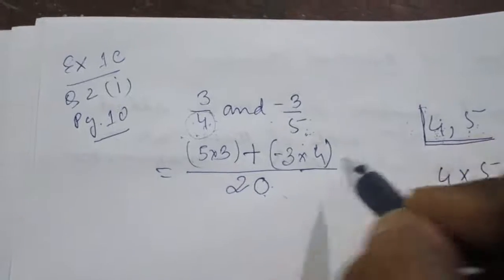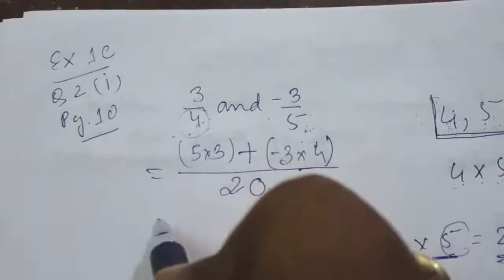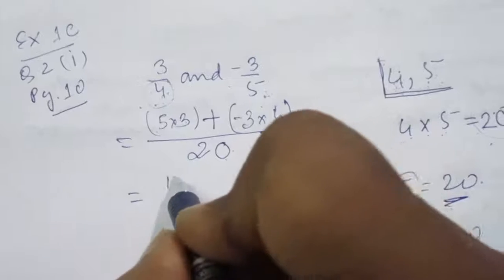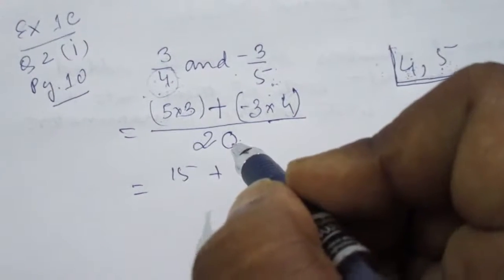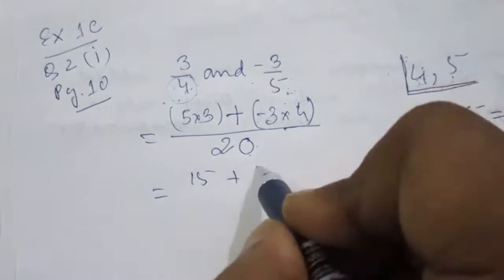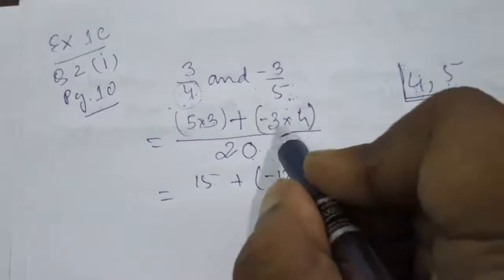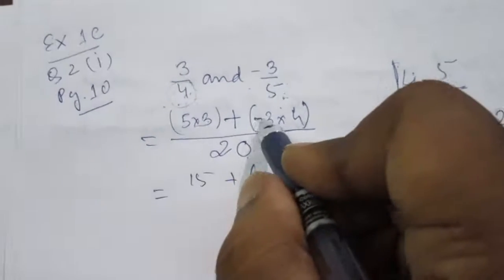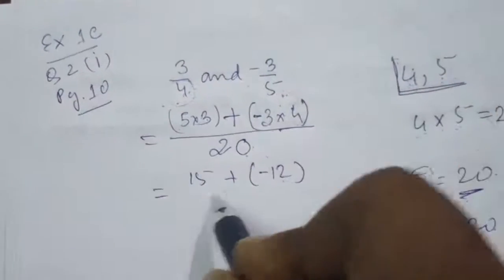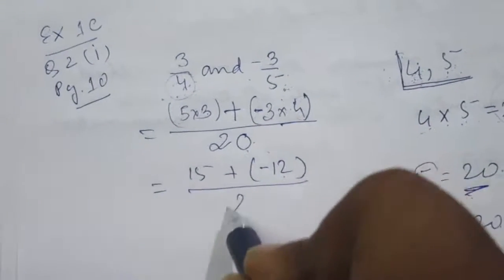So 3 into 4. Now 5 threes are 15, plus 4 threes are 12, minus 12. 4 into 3 will give me 12, as there is a minus. So minus plus will give me minus. And the common denominator is 20.